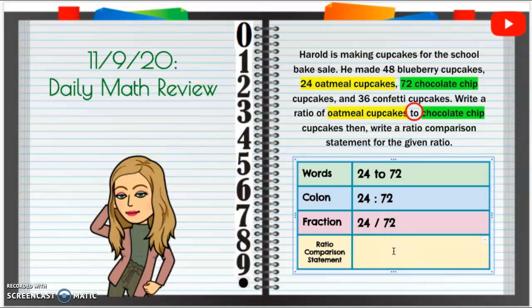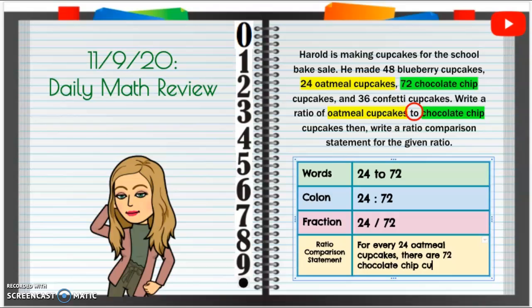Now, ratio comparison statement. So, for every blank, there are blank. So, for every 24, what was the first one? 24 what? Oatmeal cupcakes. So, for every 24 oatmeal cupcakes, there are how many chocolate chip cupcakes? 72 chocolate chip cupcakes. And that's it for our ratio comparison statement.